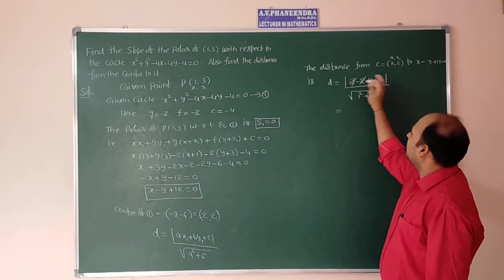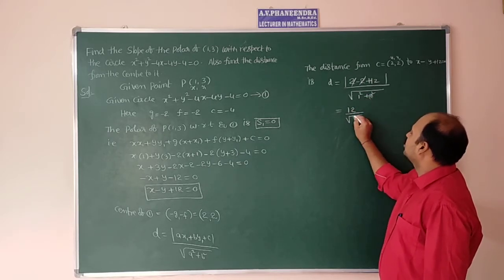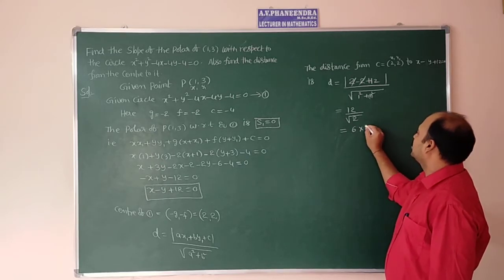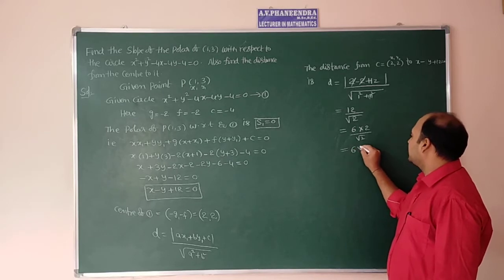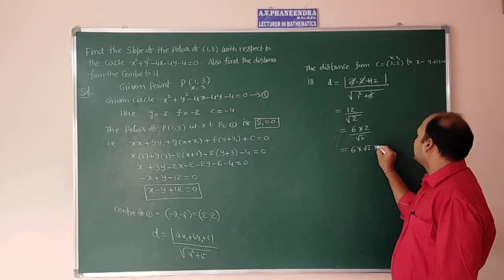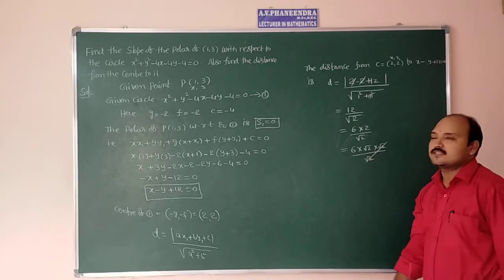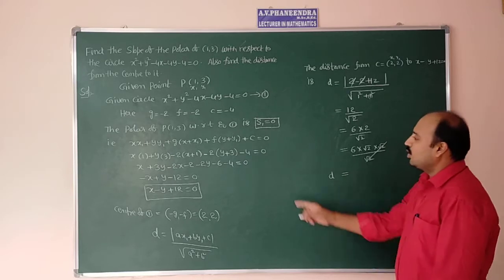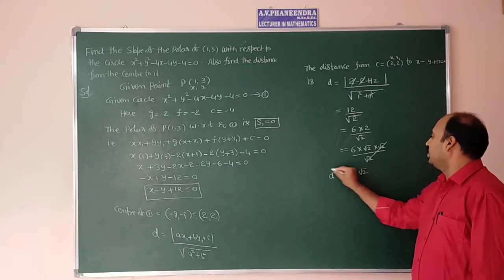−2 plus 2 get cancelled, mod 12 is equal to 12, divided by the root of 1 + 1, which is root 2. 12 can be expressed as 6 into 2, divided by root 2, and 2 can be written as root 2 into root 2, divided by root 2. Here one of the root 2 will be cancelled. Therefore, the distance from the center of the circle to the polar of this point with respect to the circle is 6 root 2 units.